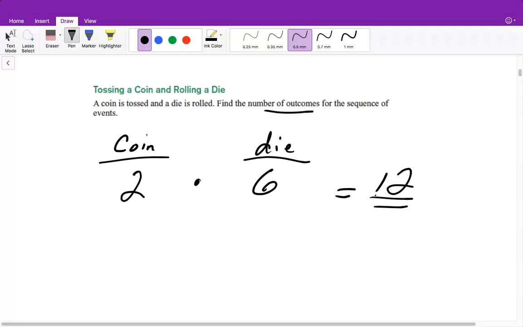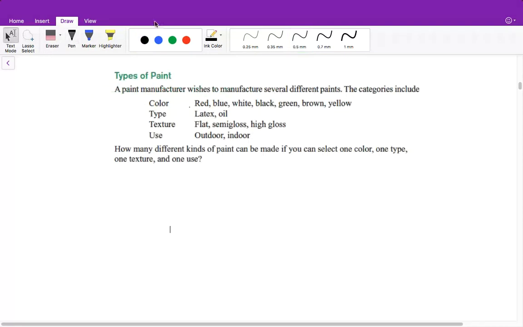There is one more example that we're going to do with this fundamental counting rule, and then we're going to move on to something else. Now for this one, we have 4 different options where a paint manufacturer is looking to make several different types of paints. They can change their paint by color, by type, by texture, and by use. They want to know how many different kinds of paint can be made if you can select one color, one type, one texture, and one use.